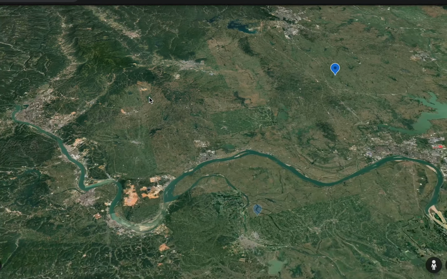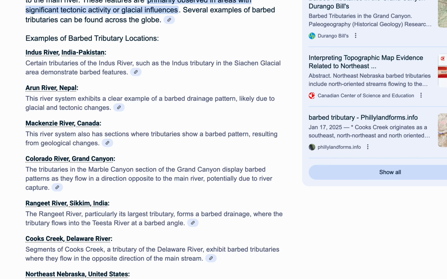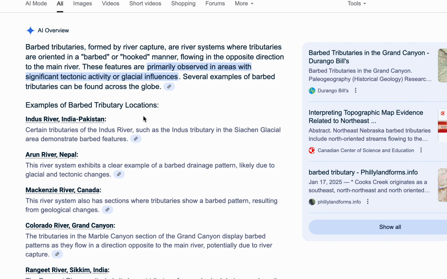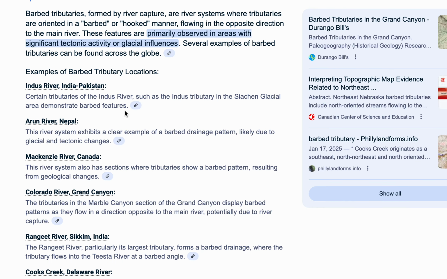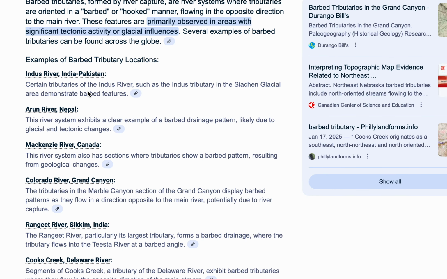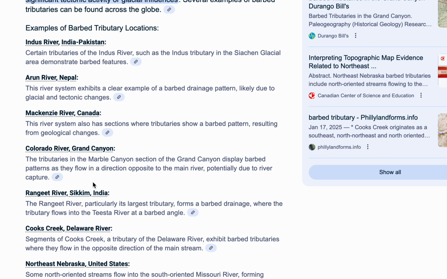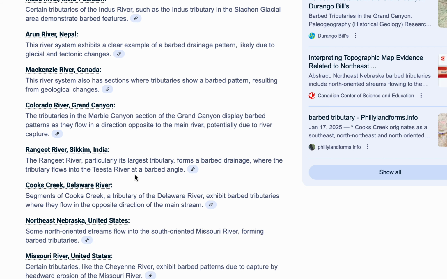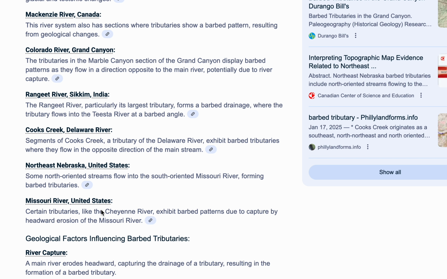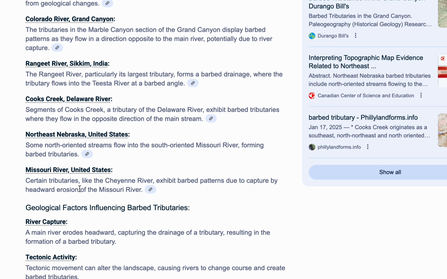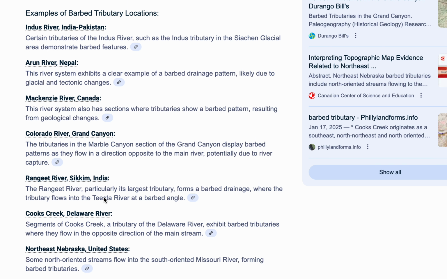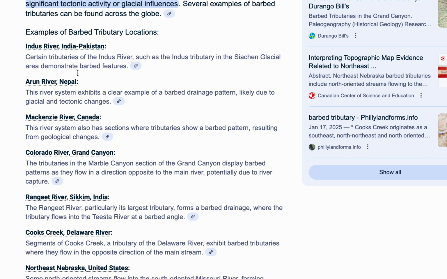Okay, let's go to the Indus. Yeah, so if we go here, let's look at some examples. The top examples, you have the Indus River, you've got Canada, Colorado. I've already showed you the Colorado, Marble Canyon. There's a good spot in Nebraska and Missouri I'm going to show you. So these are the top spots for barbed tributaries. Let's go to the Indus River. It's a good example.